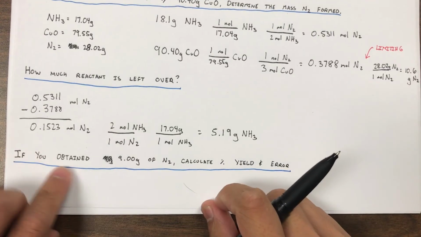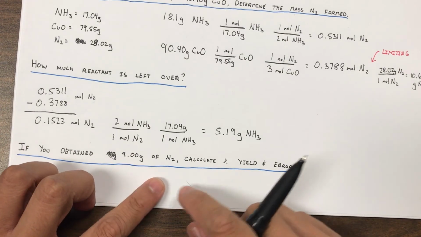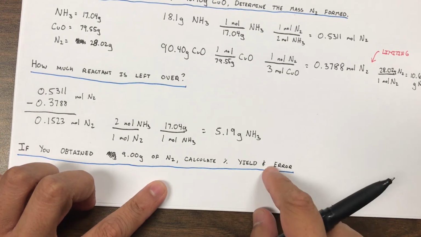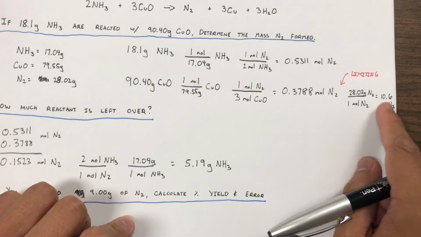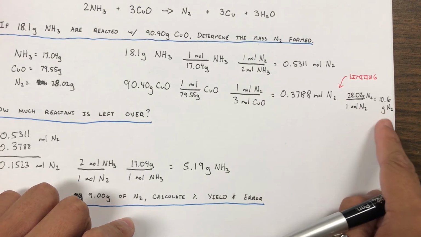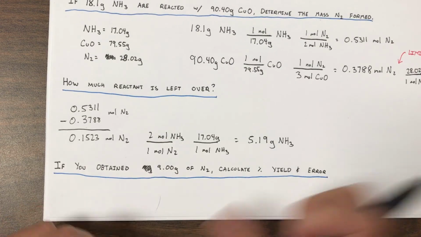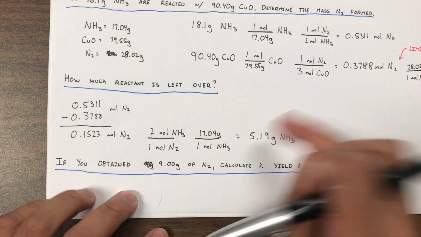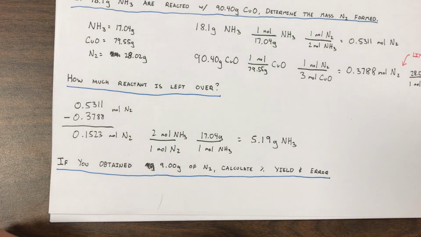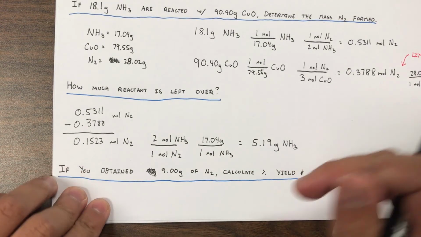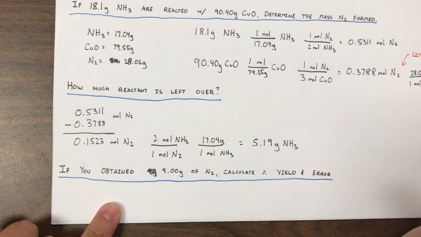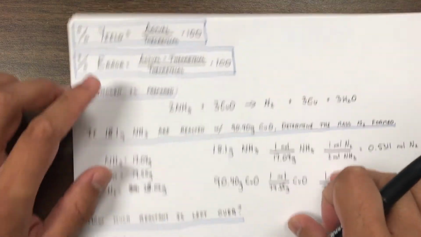The last part of this says if you actually obtain 9 grams of nitrogen, calculate the percent yield and the percent error. So we were supposed to get 10.6 grams of nitrogen, but let's say we did this and we only got 9 grams, so maybe some of the gas escaped. Maybe some of the copper oxide remained unreacted. So a couple of things might lead to differences between our actual and our theoretical. So let's do percent yield.